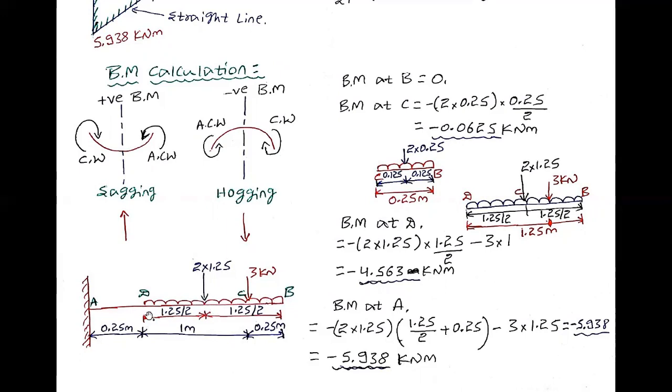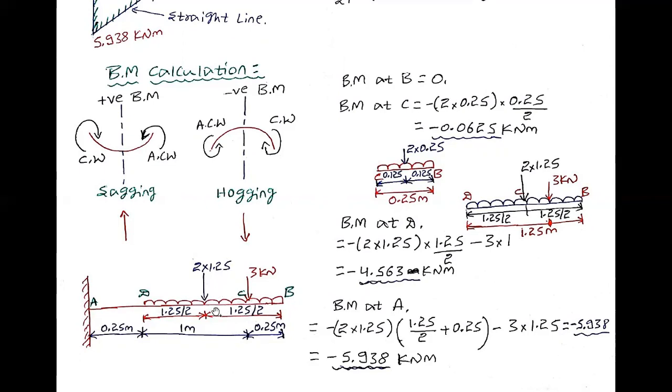Vertical load into perpendicular distance. You are finding bending moment at point A, means you have to take distance up to this: 2 into 1.25 multiplied by perpendicular distance, it is 1.25 divided by 2 plus 0.25 from CG to A. You have to take down the distance.